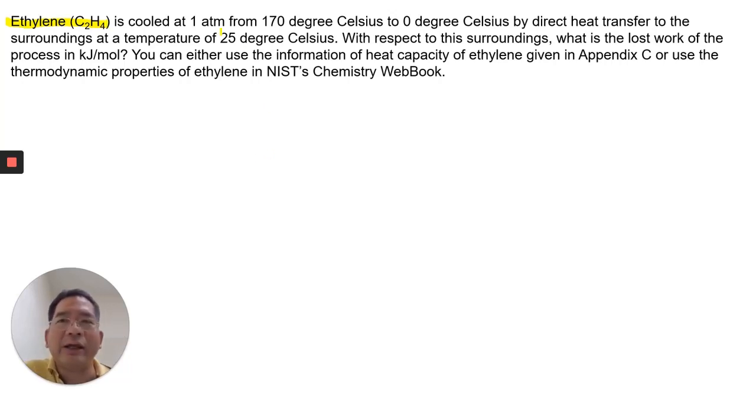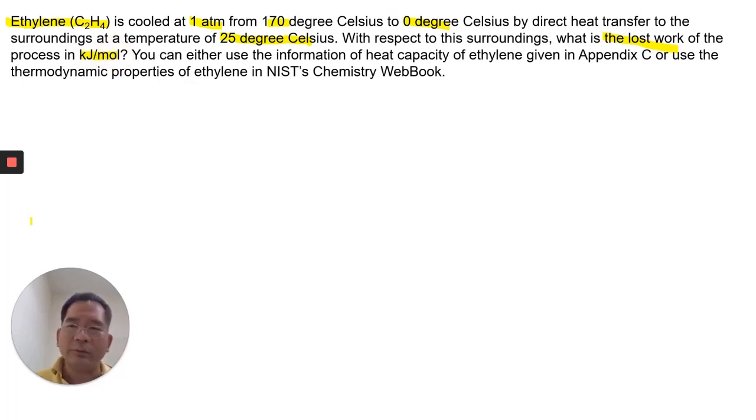And you have ethylene at 1 atm and it's cooled. The temperature is lowered from 170 degrees to 0 degrees Celsius by direct heat transfer to the surroundings. The temperature of the surroundings is 25 degrees Celsius. What is the lost work? And the unit that we would like to calculate is kilojoule per mole.